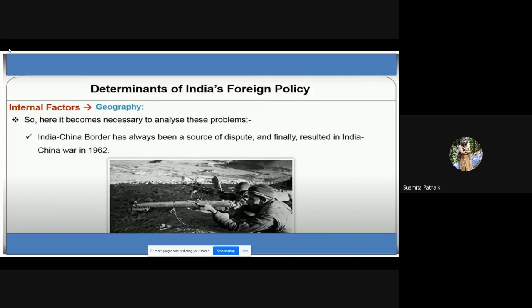Foreign policy, if you don't understand the foreign policy, then how could you write about the foreign policy during the time of Nehru, during the time of Shastri, during the time of Indira Gandhi? So there are different political leaders, prime ministers, and what foreign policy they adopted during their times. So you have to write this down. This is called the determinants of Indian foreign policies.